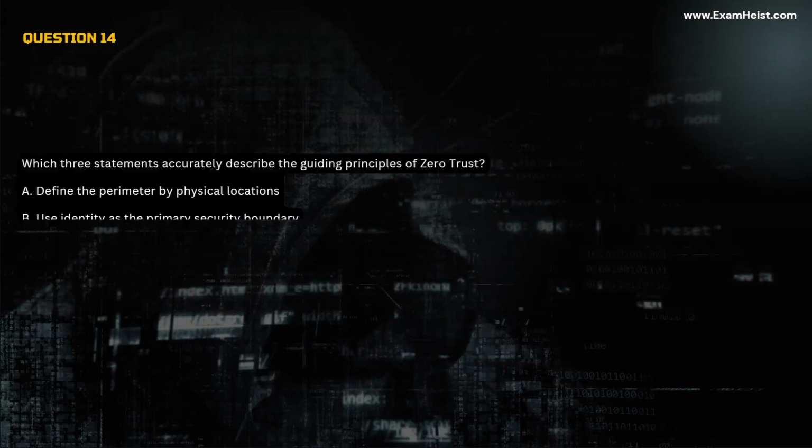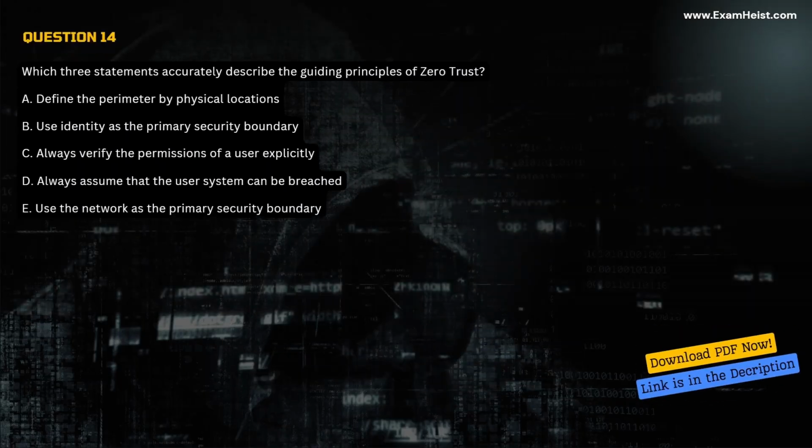Question 14. Which three statements accurately describe the guiding principles of Zero Trust? A. Define the perimeter by physical locations. B. Use identity as the primary security boundary. C. Always verify the permissions of a user explicitly. D. Always assume that the user system can be breached. E. Use the network as the primary security boundary.